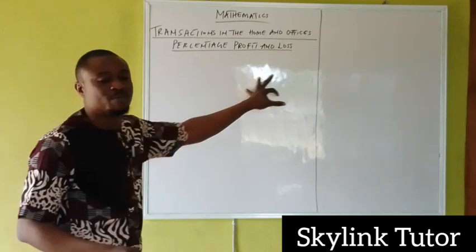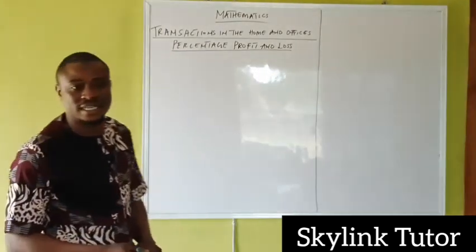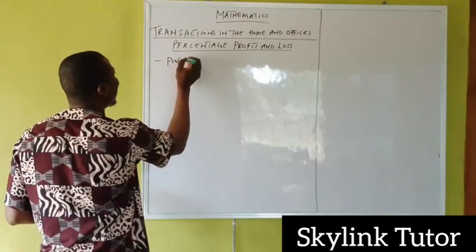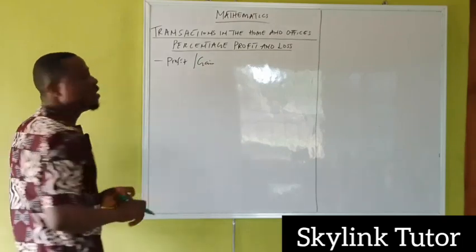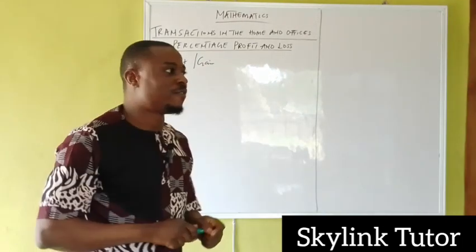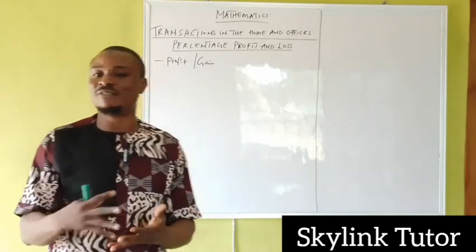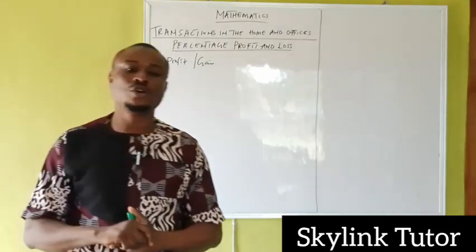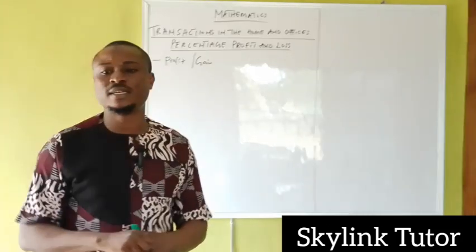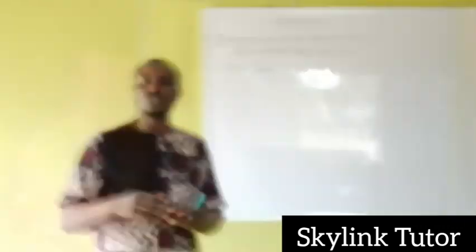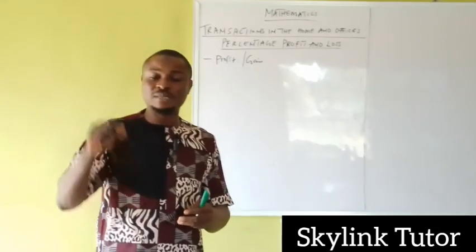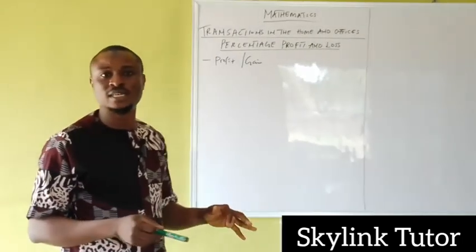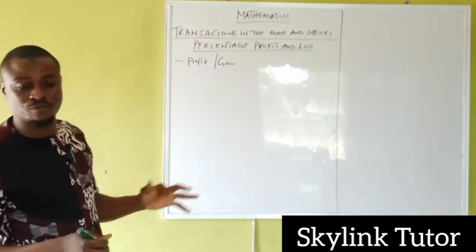Now, percentage profit, percentage loss. You need to understand what is profit and what is loss. Profit can as well be called gain. When we say profit, it is an additional money that you have. For example, you bought something 10 naira and you sold that in 15 naira. The money that you have on top of the amount you bought it is what is called profit or gain. That is the gain that you have. That is the profit that you have.